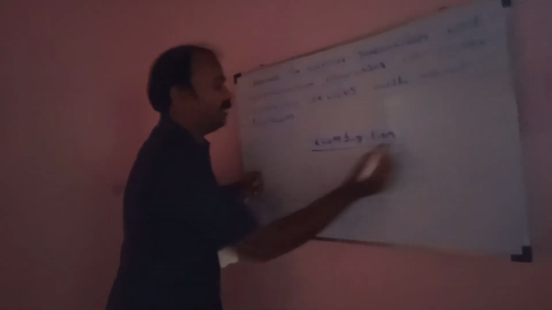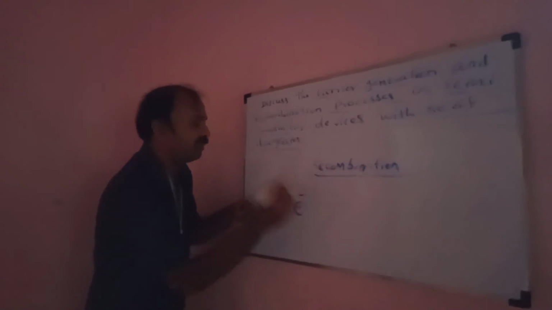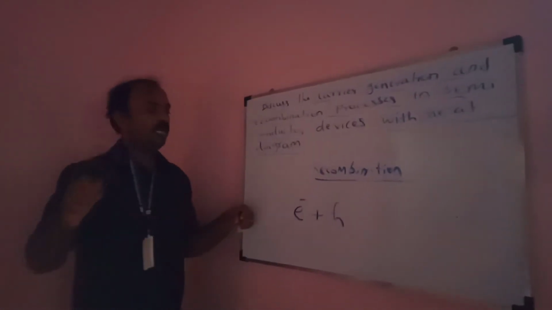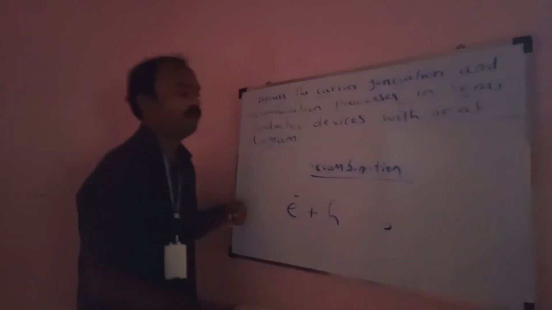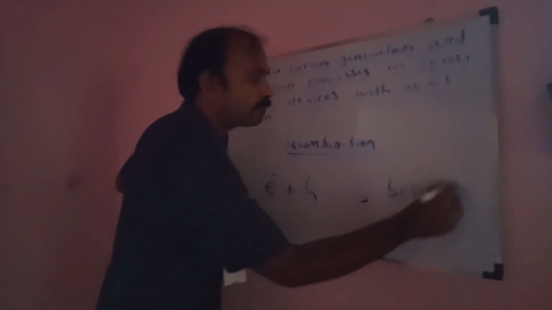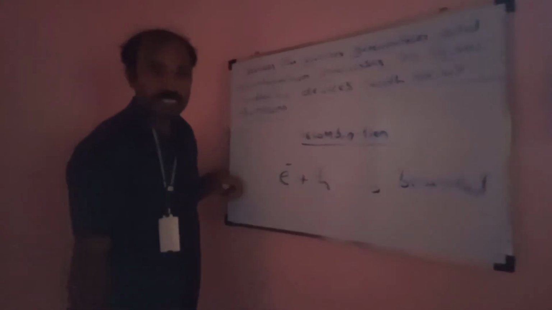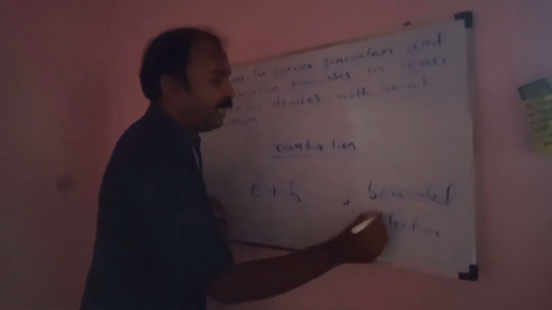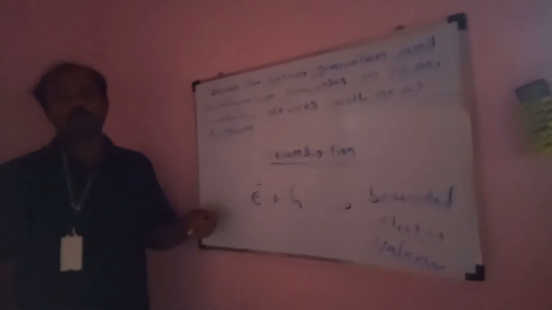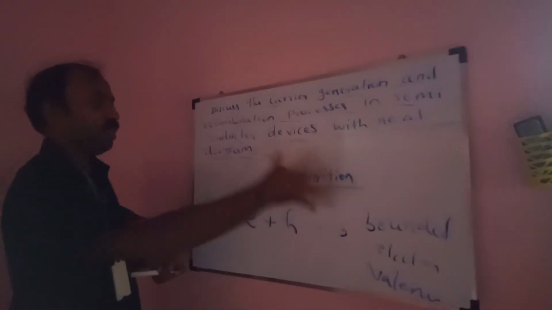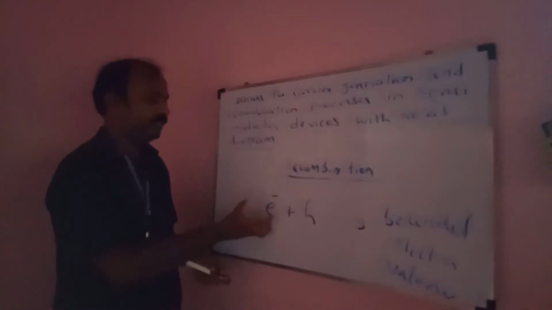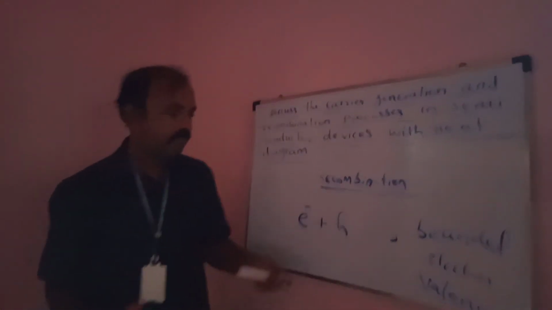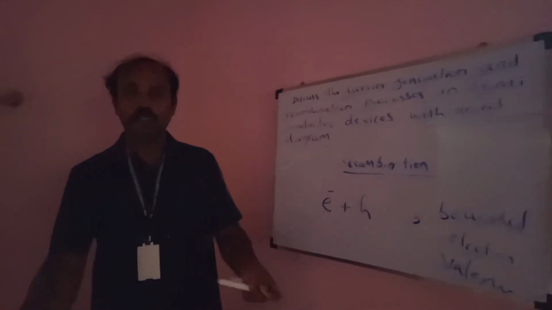Recombination is explained this way: a free electron joins with the hole, and as a result it becomes a bound electron in the valence band. Electrons are bound in that valence band. So this is recombination. Recombination is nothing but the combination of a negative charge electron and a positive charge hole, so that the electrons are bound in the valence band.